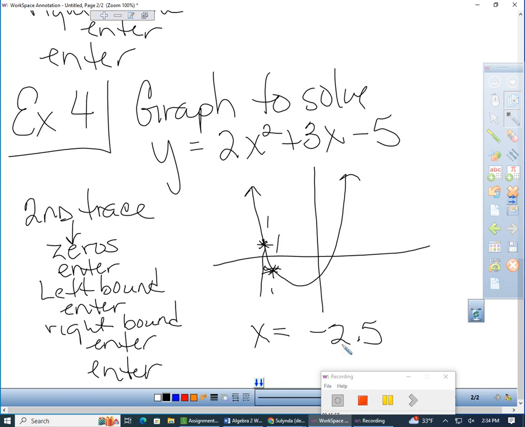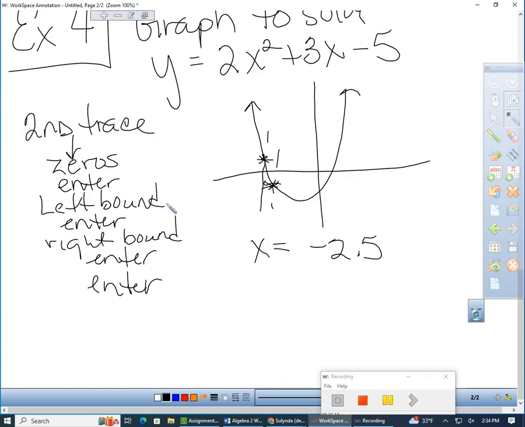Now we got to do the other side, though. Okay, so we're going to do it again. We got to go through those steps again. This time, though, when you move it to the other side, your left bound is actually below where it crosses, and the right bound is above. See if you can find that one for me.